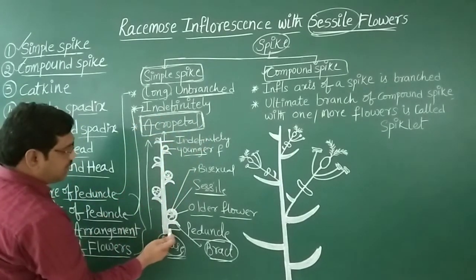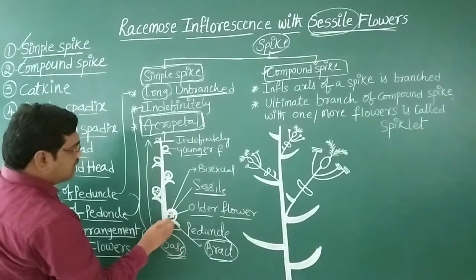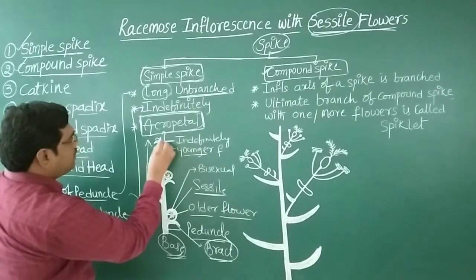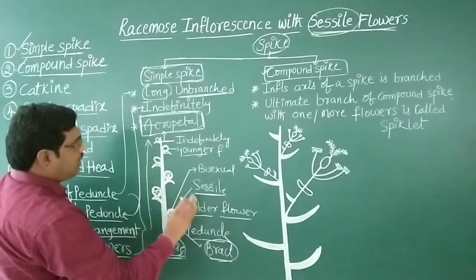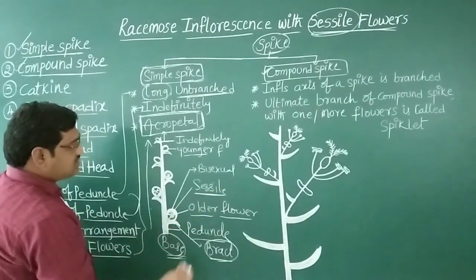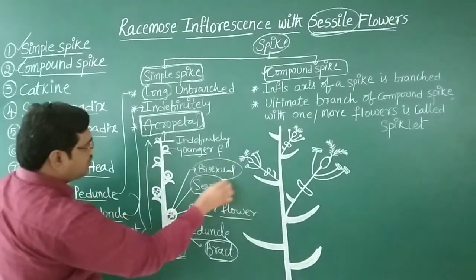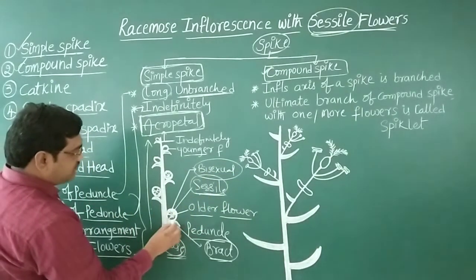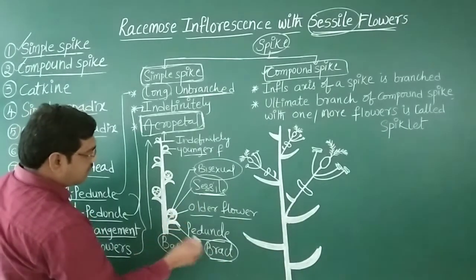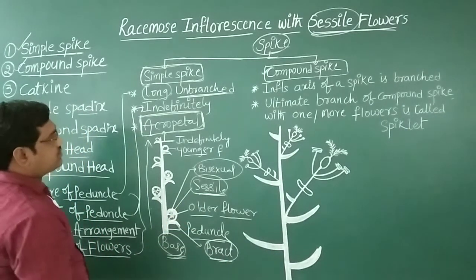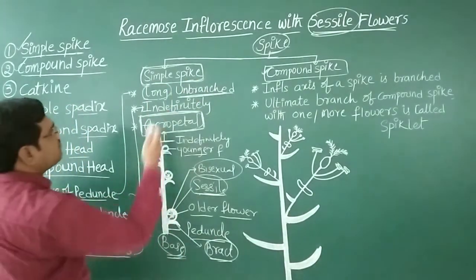What is acropetal? At the base of the peduncle, the larger flowers are there. At the top of the peduncle, smaller flowers are there. These flowers have no pedicels, that's why they are called sessile flowers. These flowers are called bisexual flowers. These flowers have small leaf-like bracts, that's why they are called bracteate flowers. So this is the simple spike.